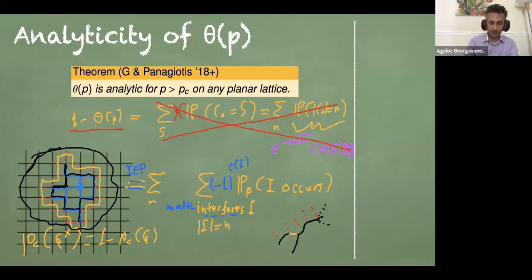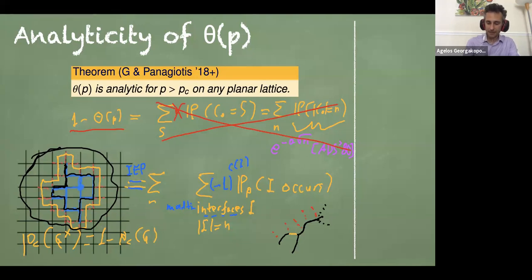I'm working with interfaces rather than the whole cluster. So I said earlier that interfaces are better because they do have exponential decay. But now perhaps we have lost it, since we consider multi-interfaces, collections of them. We need to check that. And here, something that comes into play is the number of ways that I can partition this integer n as a sum of smaller integers, namely the lengths of the interfaces in my multi-interface.